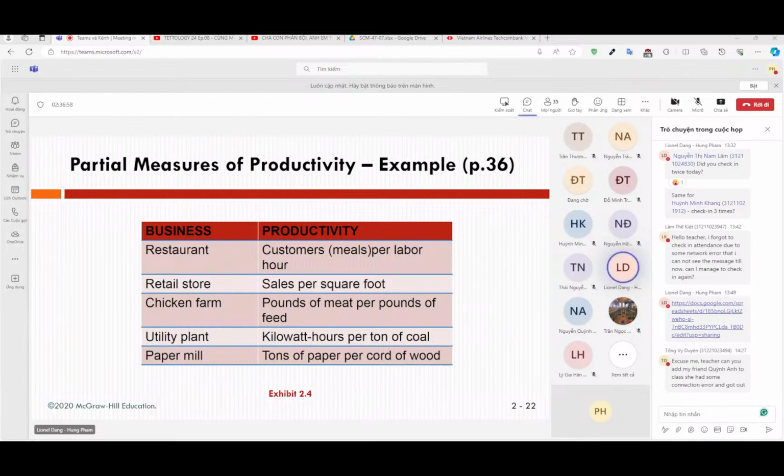So this ratio, is higher better or is lower better? The higher, the better. Very good. Next one is for the chicken farm. Its measurement is pounds of meat per pounds of feed. So it's actually like the formula of outputs divided by inputs.